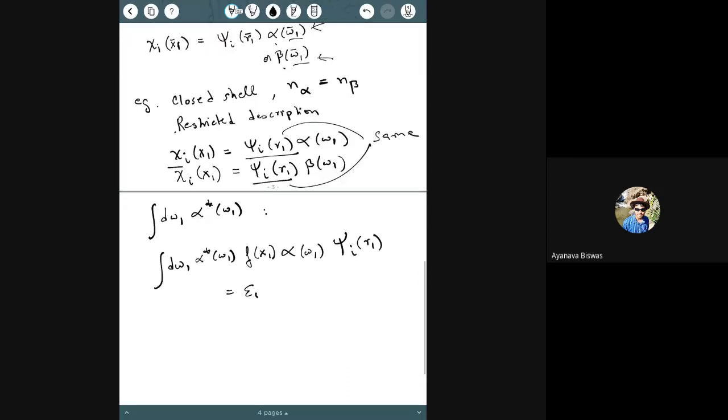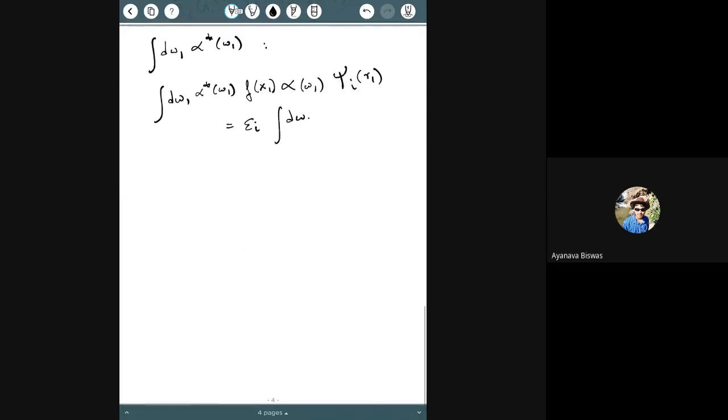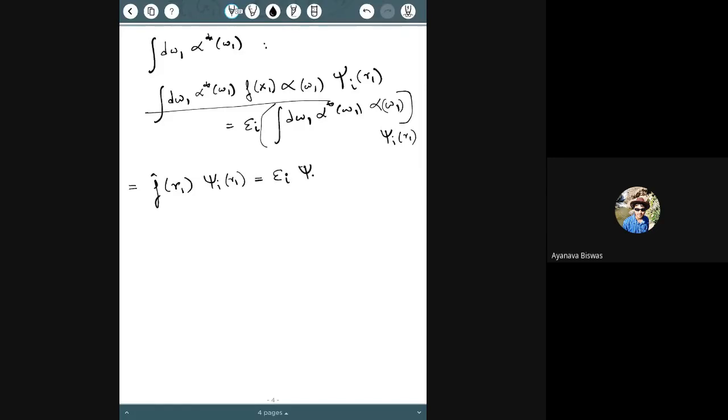Then on the right hand side, you have epsilon I. And that is, of course, easy. So d omega 1 alpha star omega 1 alpha omega 1 into psi I r1. This is called the Fock operator in the spatial orbital basis. So you define this as the Fock operator R1, and you have psi I R1, epsilon I. The spin part is normalized, so that's 1, and you have psi I R1.